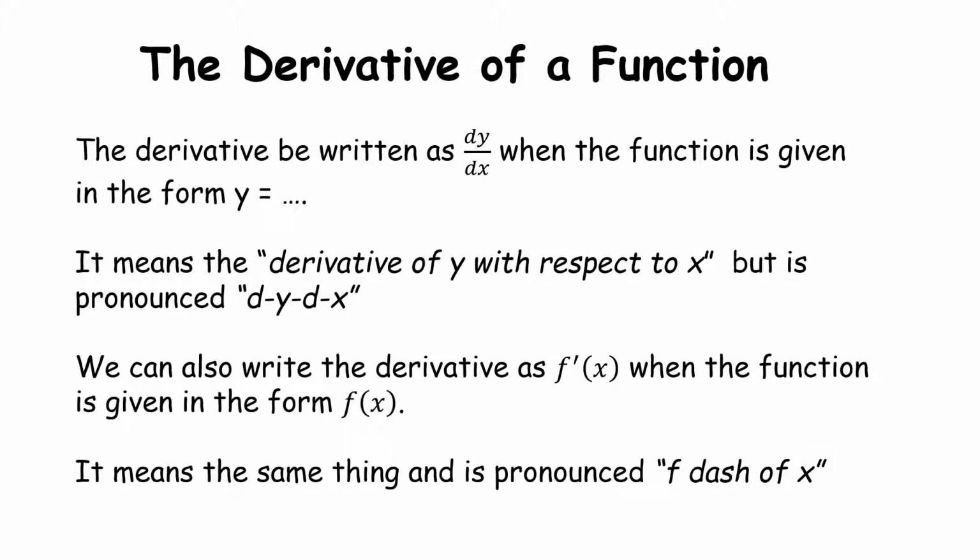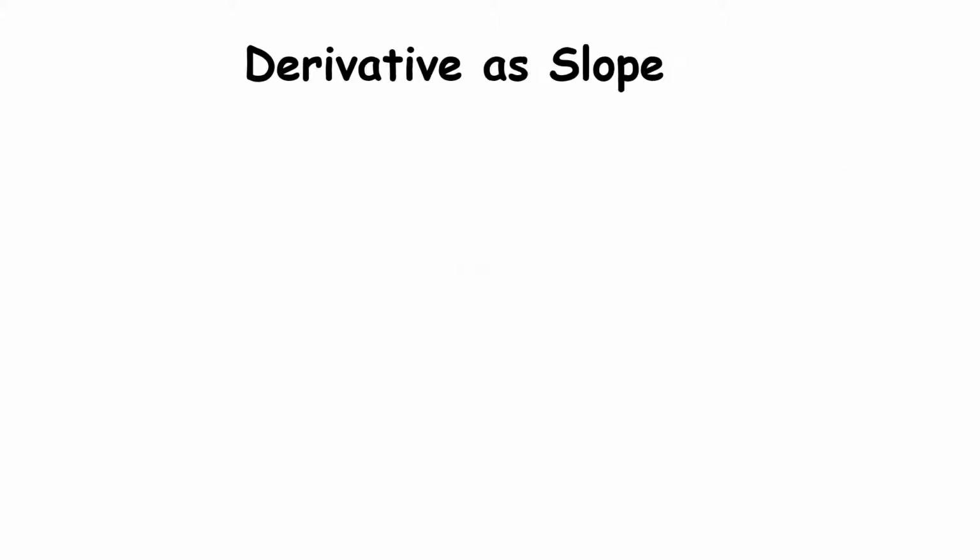So generally a good rule of thumb is if you're given the y, answer with dy/dx. If you're given f of x, you answer with f dash of x. Sometimes you'll be given neither and you'll work through whichever way you want, but that's just a general rule of thumb. You won't be marked down for using the other form.